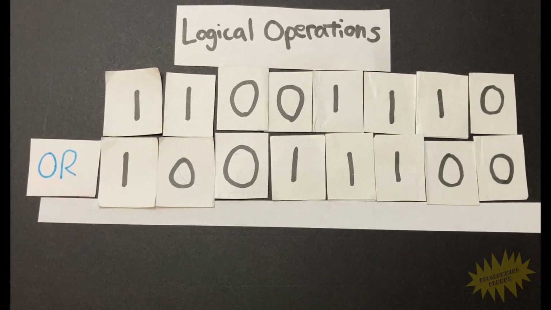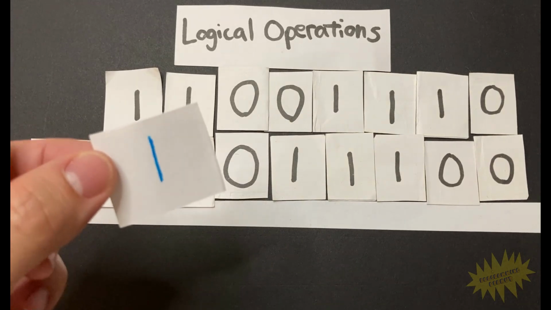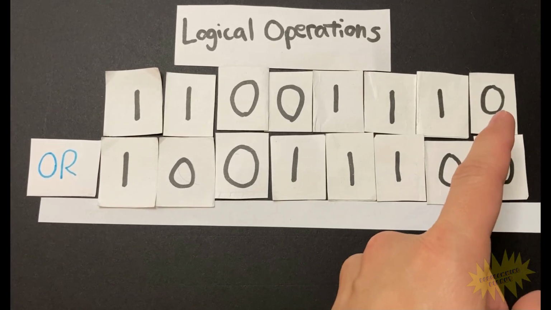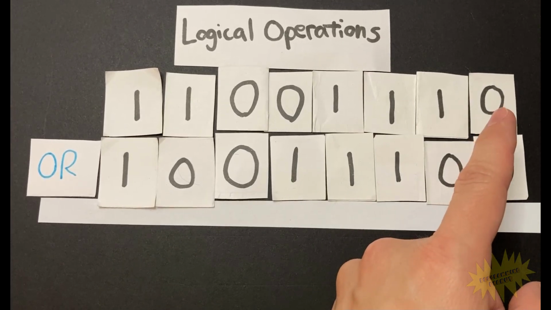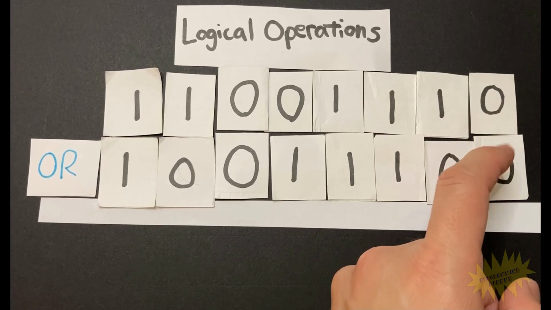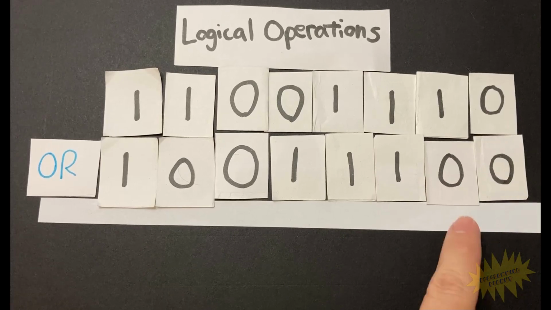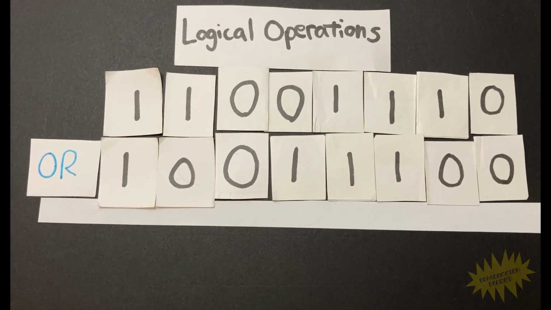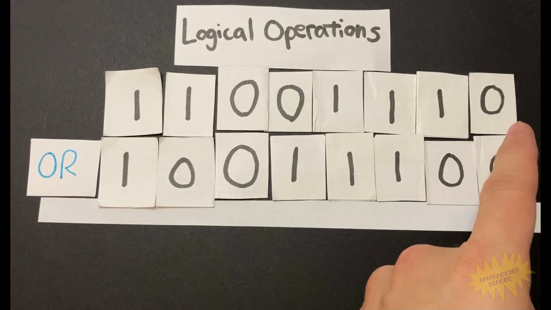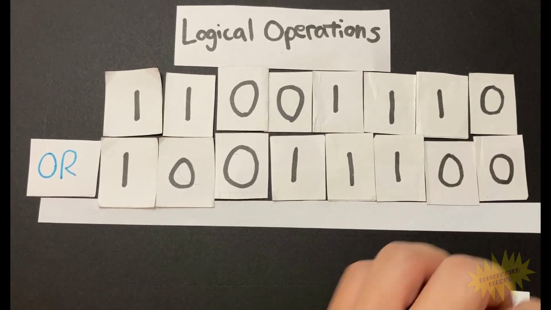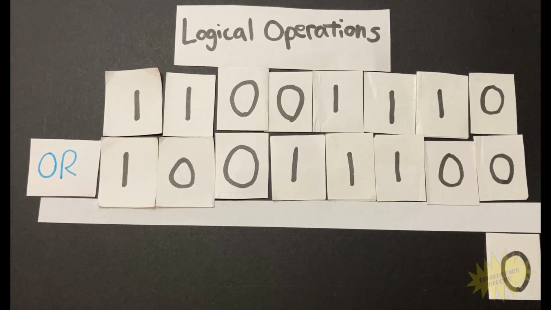All right, so now we're going to go over the OR operator. And you might also see it as this symbol here. Okay. So the way this one works is it wants to check to see if either bit is a 1. And if it is, then that results in a 1. So let's go over an example. So here we have 0 and 0. Are any of those 1s? No. So that results in a 0.